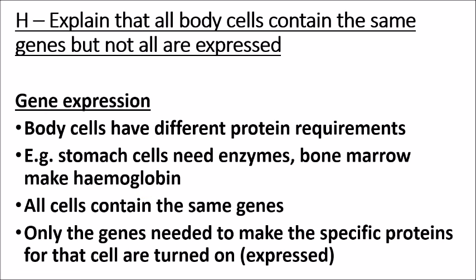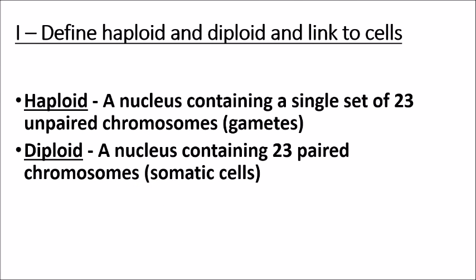That would be faulty. Next one's very easy, defining haploid and diploid. We've done this before. A nucleus containing a single set, 23 unpaired chromosomes like your gametes. That's your haploid cells. Diploid is every other cell. It's the normal cells. Even the cells that create the haploid cells, like the sperm-producing cells and the ovum-producing cells, they're all 23 pairs of chromosomes, 46 chromosomes. Somatic cells, diploid. Gametes, haploid.